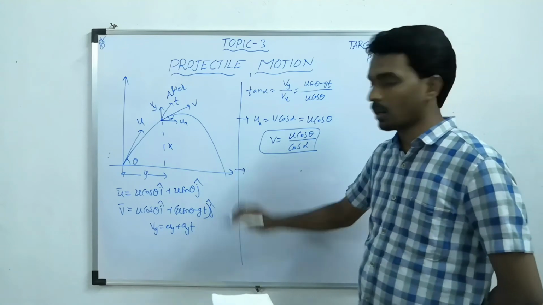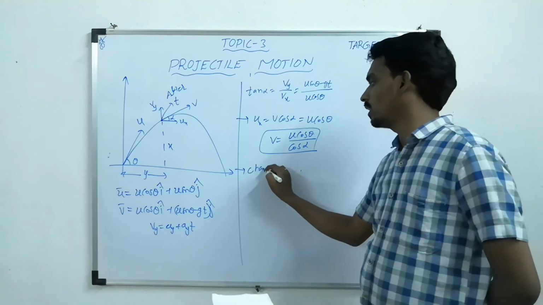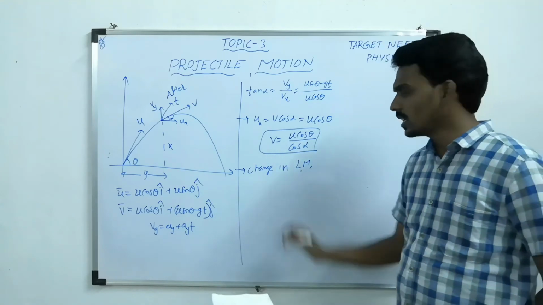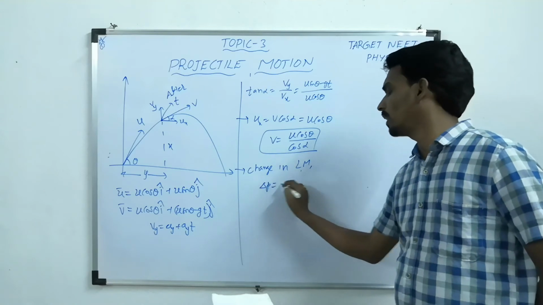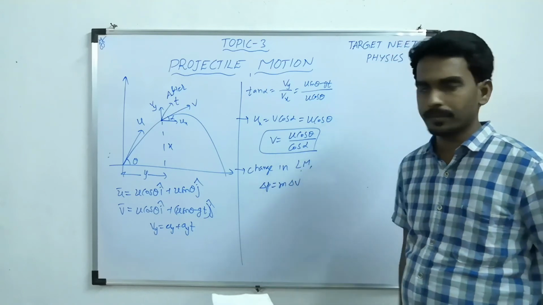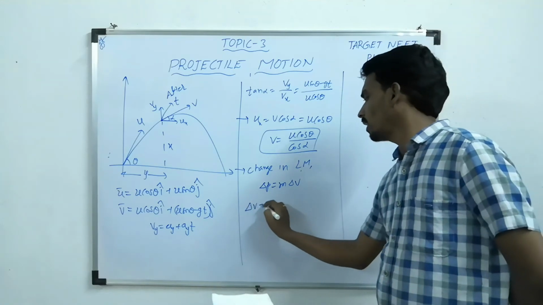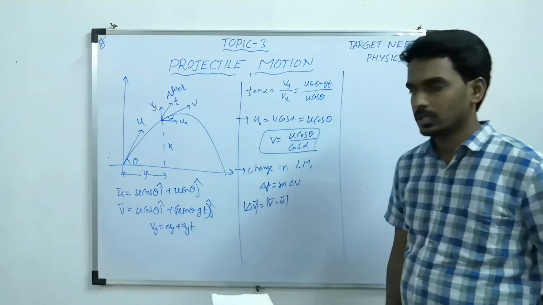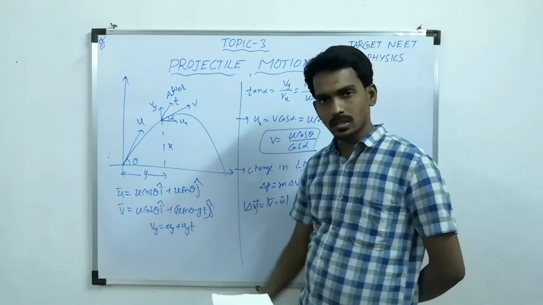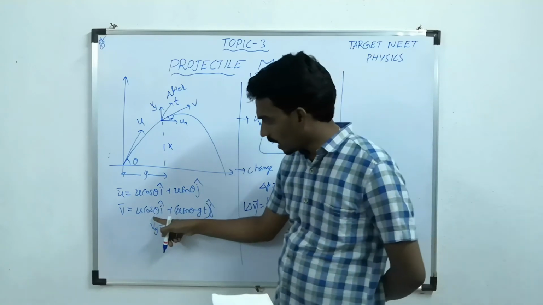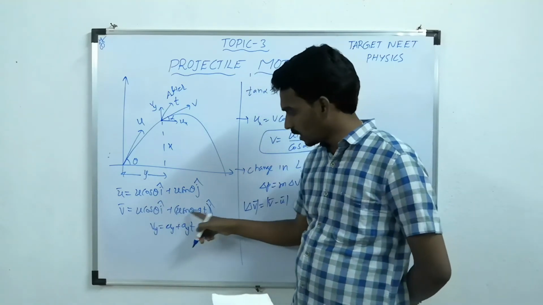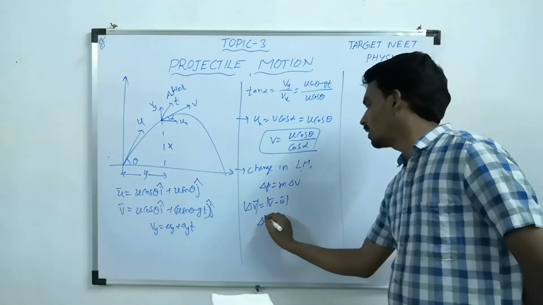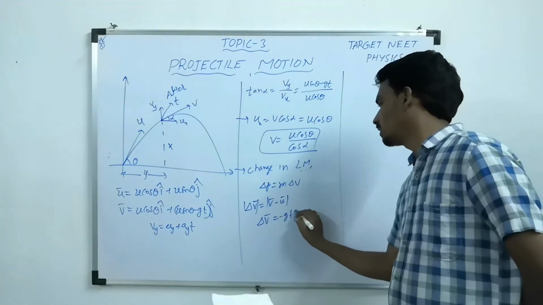Then they can also ask you about the change in linear momentum after some time t. What is the change in linear momentum? It means mass into change in velocity. What is the change in velocity? Final velocity minus initial velocity. Final velocity is here, initial velocity is here, you subtract. U cos theta i cancels, u sin theta j cancels. What is remaining? Minus gt. So delta V is minus gt j cap.